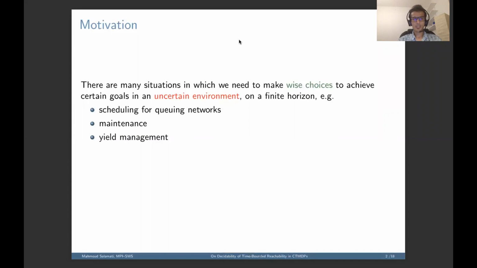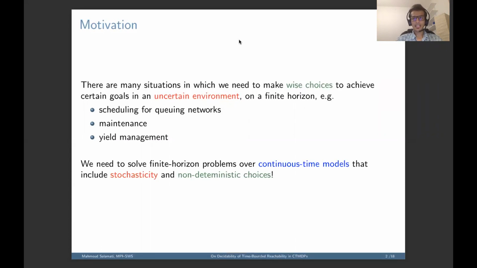In the real world, there are many situations where we are put in an uncertain environment so that we have to make wise choices in order to achieve certain goals before some deadline passes. Some examples are scheduling for queuing networks or maintenance of multi-component systems or yield management systems. In all these examples, we need to solve finite horizon problems for continuous time models that include stochasticity and non-deterministic choices.